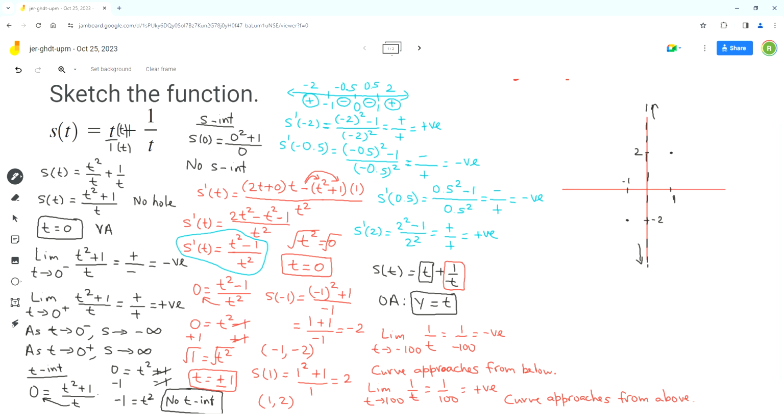Now at the critical point (-1, -2), there is a local maximum because the function is increasing on its left side and decreasing on its right side. So that means we can show the curve like this, and on the right side going down like this. And the other critical point is a local minimum because the function is decreasing on its left side, so like this, and increasing on its right side.